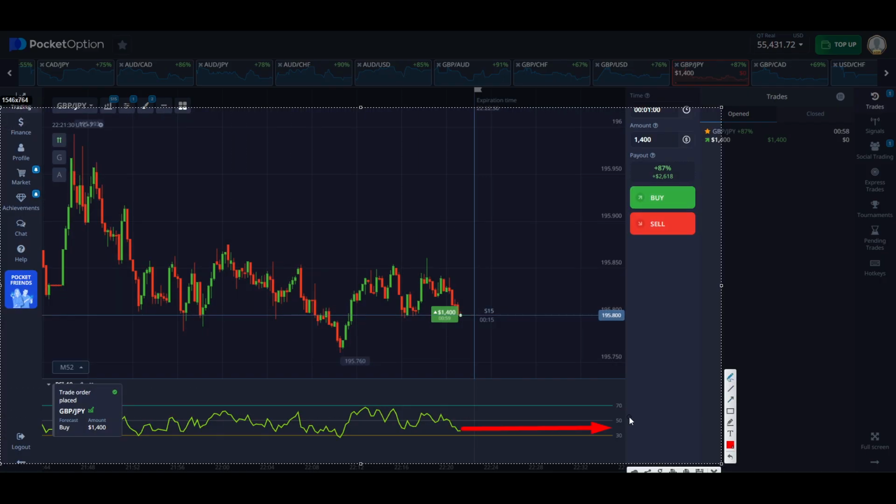Let's see what's happening now. The RSI indicator is between 50 and 30. So, this is a good entry point for the trade. Let's keep watching. The market is very calm and very predictable at this moment. So, we can conclude that it's safe to open a trade right now.